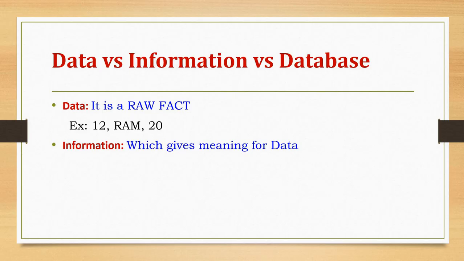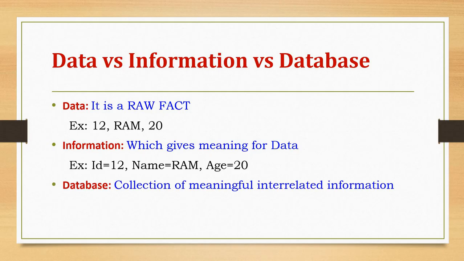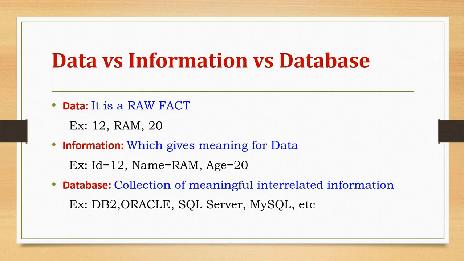Information is giving the meaning to the data. The same thing: 12 is the ID, RAM is the name, and 20 is the age of that RAM. So this is the information. Database means it's a collection of meaningful interrelated information. So that is called a database. We can maintain the database using different software.